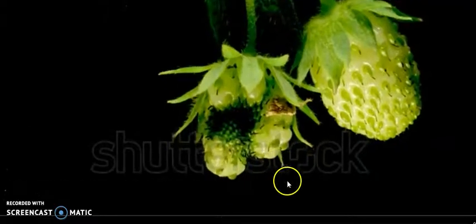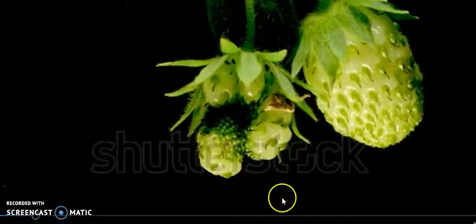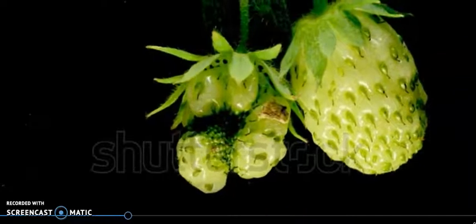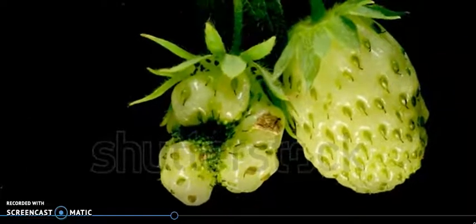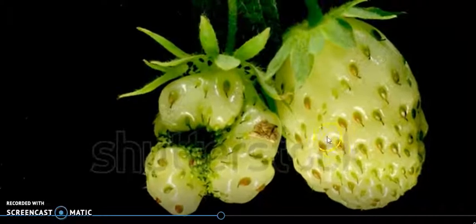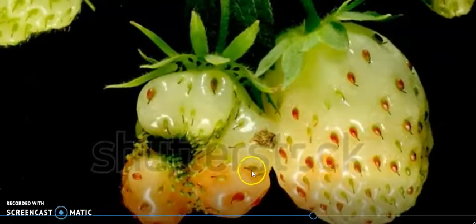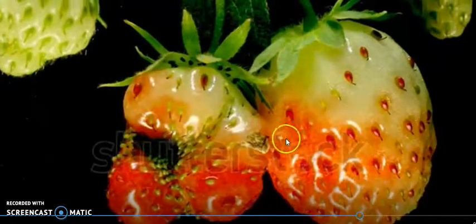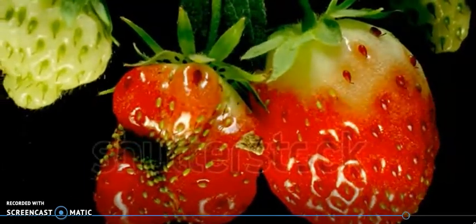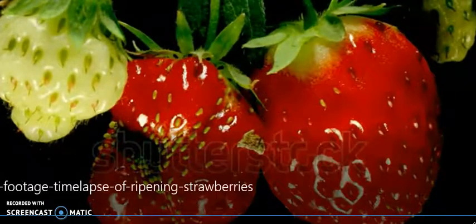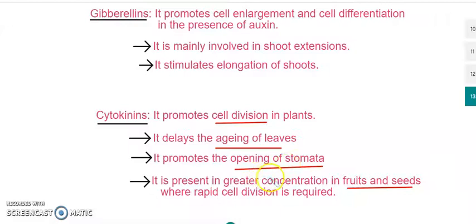Like you can see here, the strawberry fruit is growing because of the cytokinin, which helps it go through rapid cell division, and gradually you can see the seeds also growing faster and faster, and now you will see the gradual change of the fruit from green to red. This is all because of the cytokinin present in the fruit. So the major function of cytokinin is to help in fruit growth and seed growth by rapid cell division.